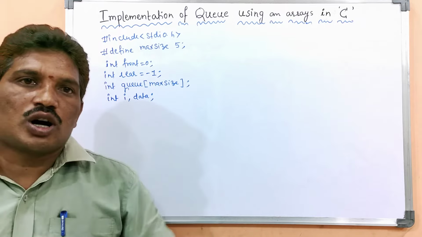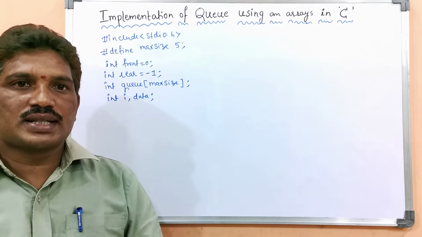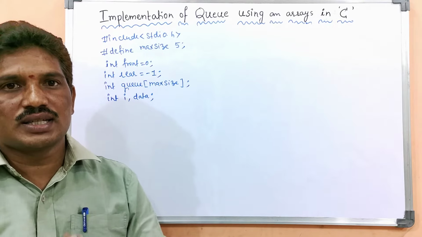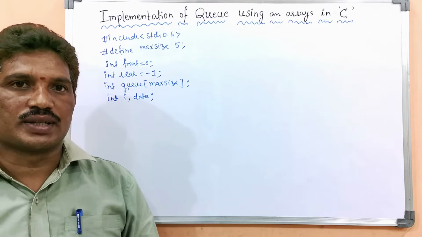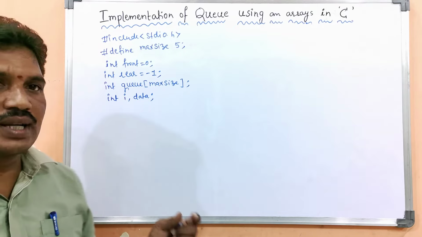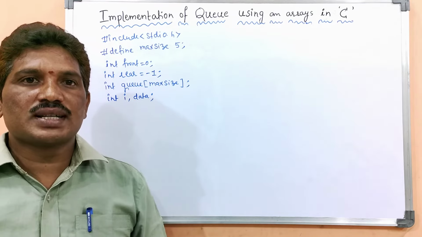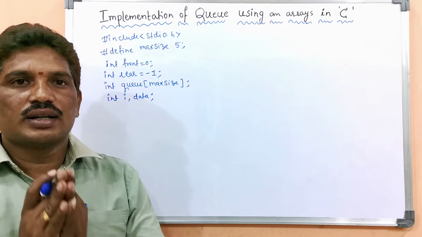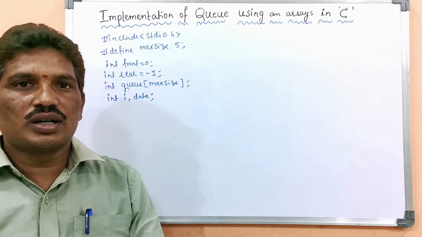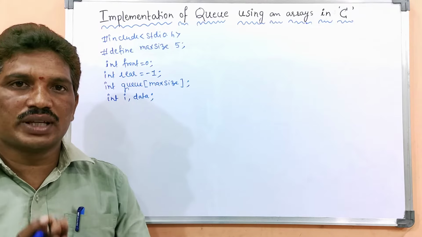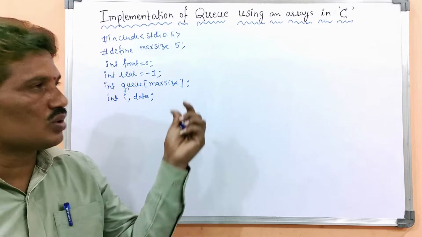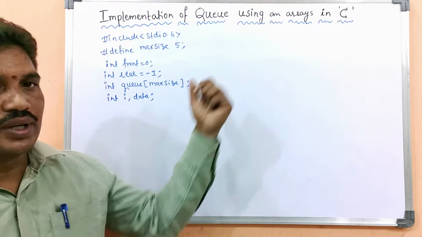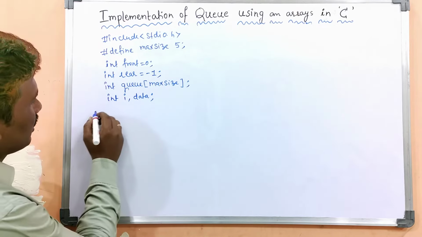Then what are the operations of the queue? There are two operations of the queue. One is the enqueue operation, another is the dequeue operation. The enqueue operation is called whenever you want to insert data into the queue. The dequeue operation is called to delete the front element from the queue. Here I am also going to perform these two operations of a queue.